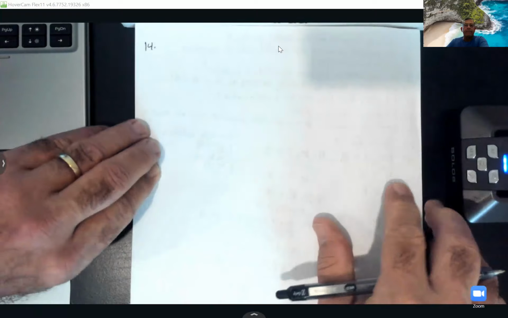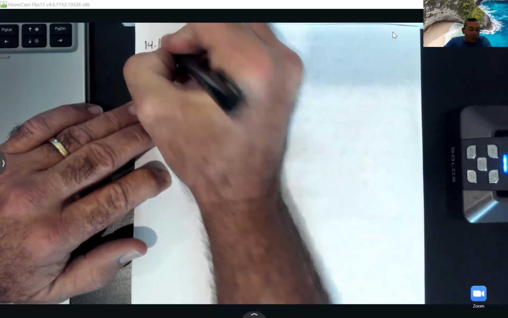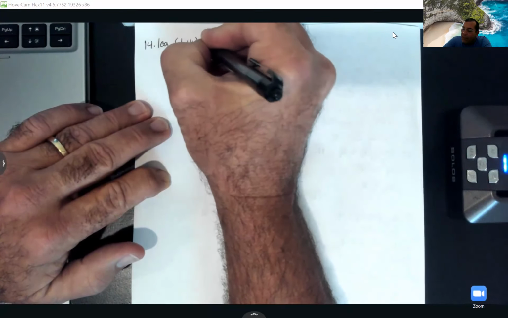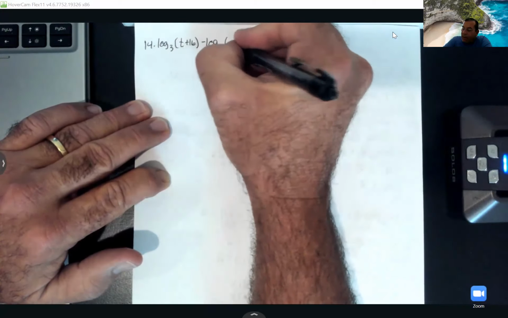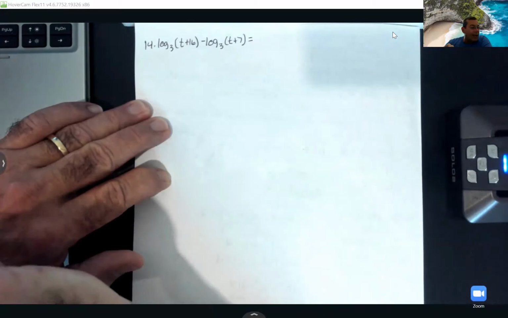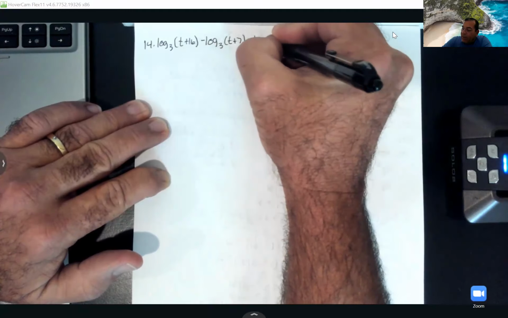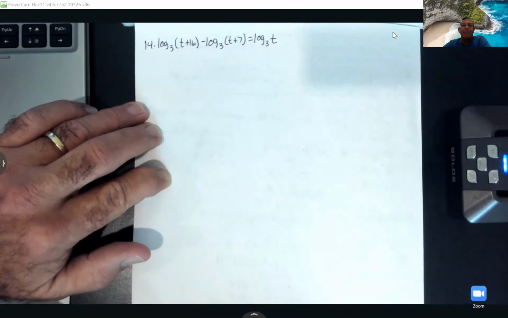Let's see, I'm on number 14. Now y'all watch this one. This is pretty wild looking. I got log base 3 of t plus 16 minus log base 3 of t plus 7. That's going to equal a log base 3 of t. Y'all, we got logs all over the place on this one.